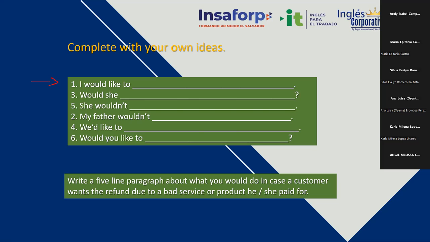Yes. Okay. I would like to travel to Peru. Very good. Somebody told me you finished. Yes, teacher. Excellent. How did you complete the first one? I have a volunteer. Me, teacher. Okay, go ahead. I would like to buy a house. Very good. Great.